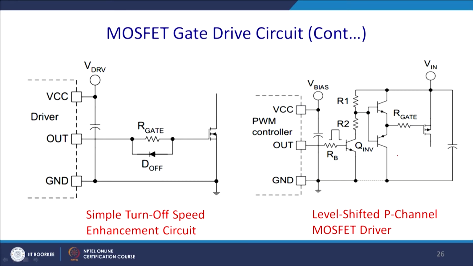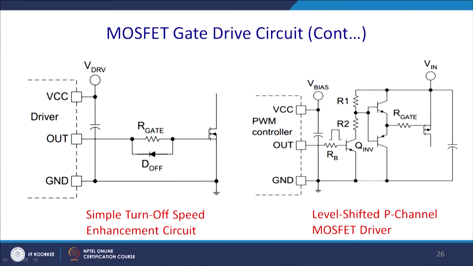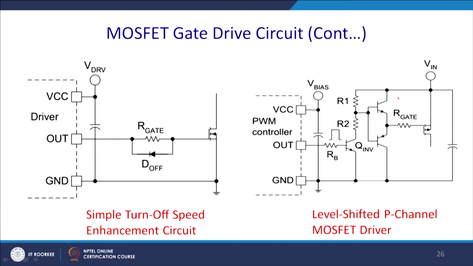Otherwise, this is an N type. If you have a P type, a level shifted P type MOSFET driver is used. The P type MOSFET is turned on by a negative voltage. For this, even though you have positive pulses, this kind of configuration is used to drive the P channel MOSFET. And here, this is the N channel MOSFET. This is an NPN transistor, this is a PNP transistor, and you have this configuration.